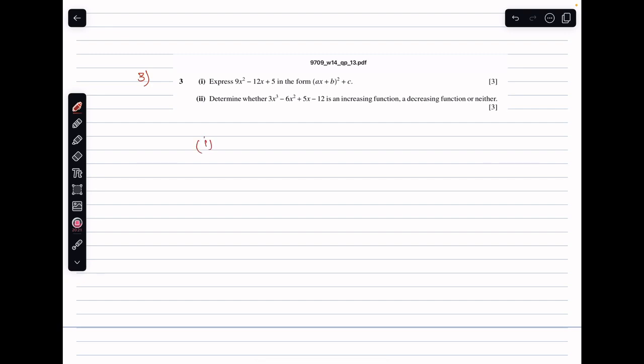So it says it is 9x squared minus 12x plus 5, and we need to express it as (ax plus b) the whole squared plus c.